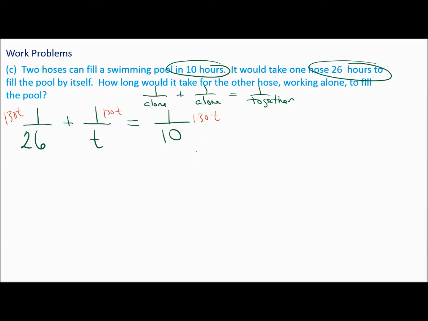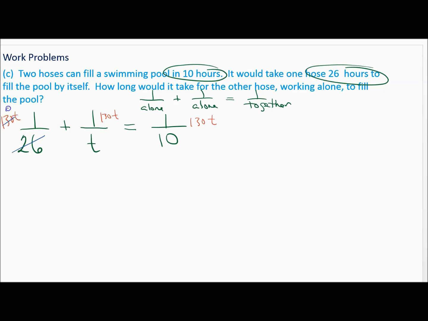So you know 130 divided by 26, when I clear fractions, is 5. Okay, so I'm canceling 26, 130 leaves 5t. So that's going to be 5 times t times 1, which is 5t. Right here, the t and the t cancel, so 1 times 130 is plus 130. And over here, 10 goes into 130 13 times, and 1 times 13 times t is 13t.